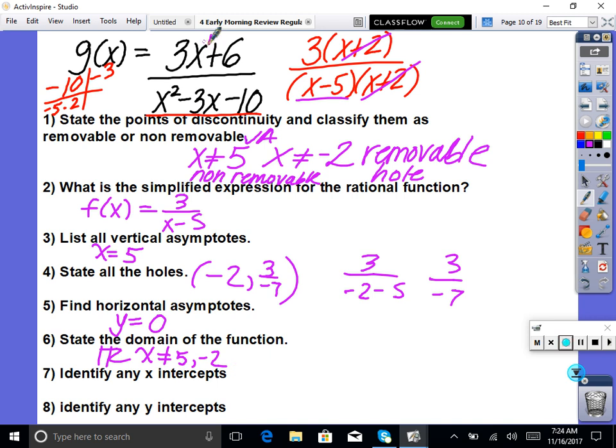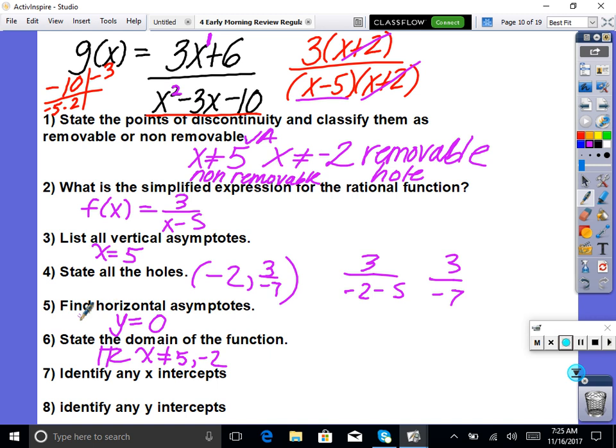You're not going to ever have the degree on top bigger than the degree on bottom in this class. So it will either be the same or the top will be smaller than the bottom in this class. Yes. It's the leading degree. You look at the leading degrees. So 1 is smaller than 2, so it's going to be 0. And if they're the same, it's going to be the leading coefficient, 3 over 1, for example. If they're both squared, it would be 3 over 1, which would be 3. Y equals. Okay, everybody, for horizontal asymptote, make sure you write y equals.